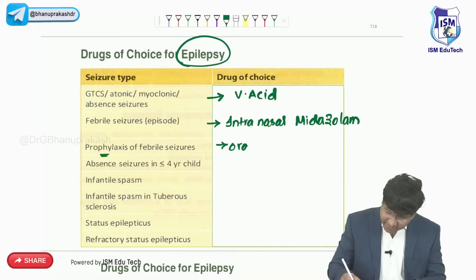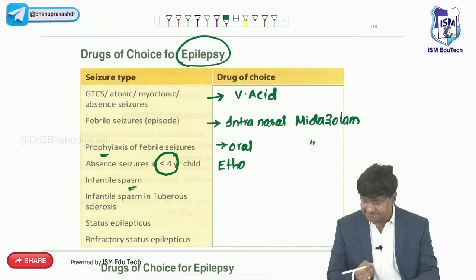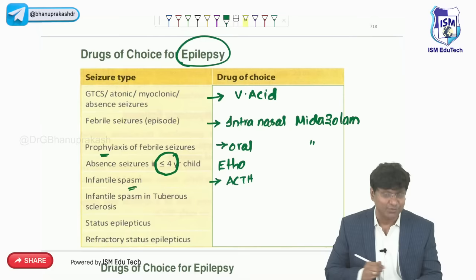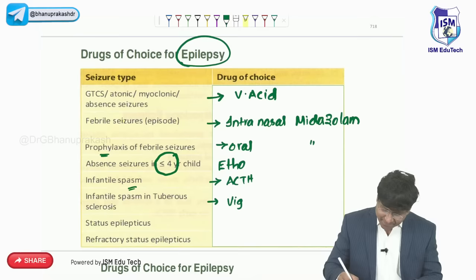And if it is absence seizures in children less than 4 years, what is the drug of choice? That will be ethosuximide. And in case of infantile spasm, what is the drug of choice? The drug of choice will be adrenocorticotropic hormone. And infantile spasm in tuberous sclerosis, the drug of choice will be vigabatrin.